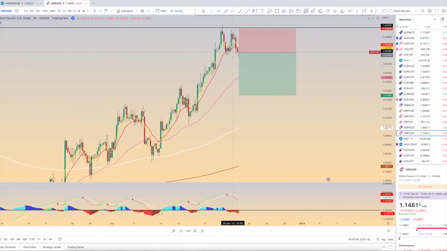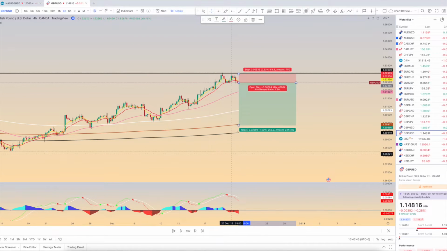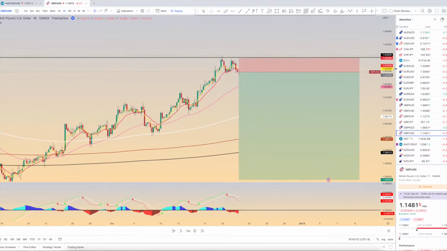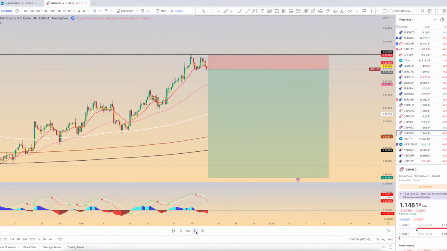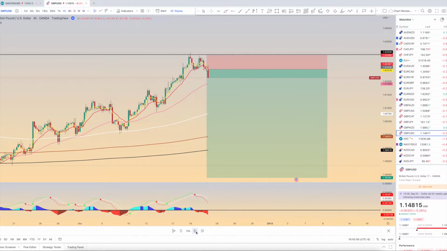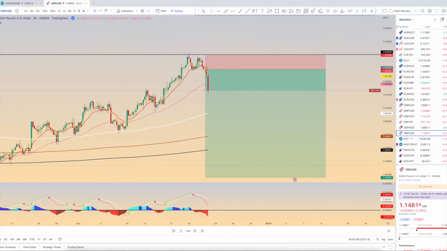Now we have structure plus EMA shift. Back to the same spot where that Fibonacci was drawn. So the lows are right here. Now it's a 7.6 risk to reward ratio. Let's see what happens. Let's move the candles forward. Boom. Now stop loss is at break even.